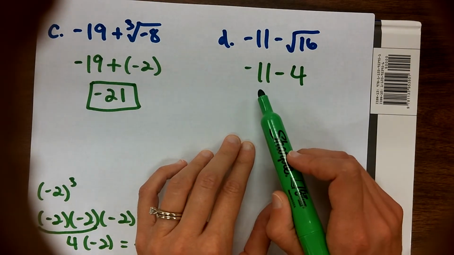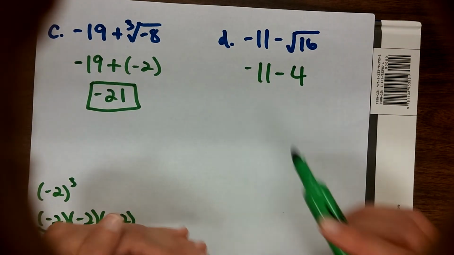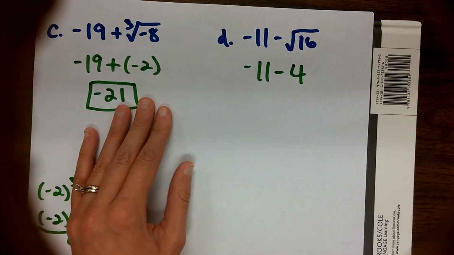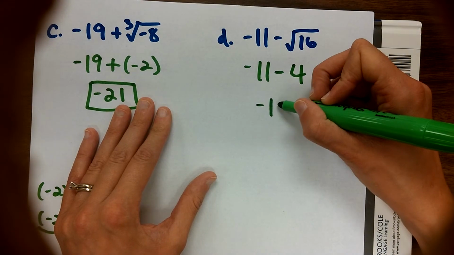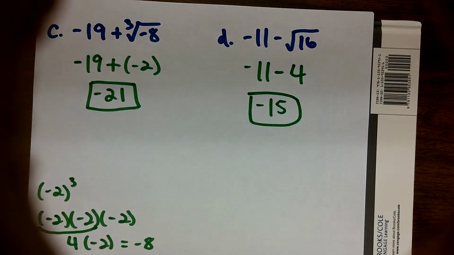So let's think about that. Negative 11, so that's 11 units below 0. And then we're going to subtract 4. So subtracting is going to make it more negative, make it go further below 0, and put us at negative 15 as our final answer.